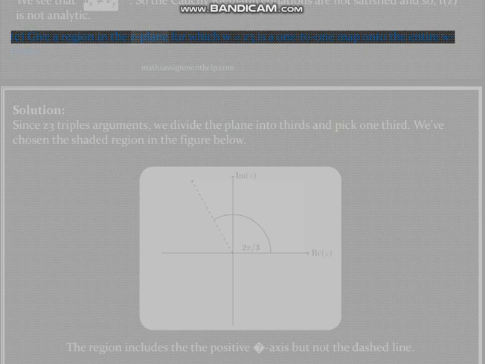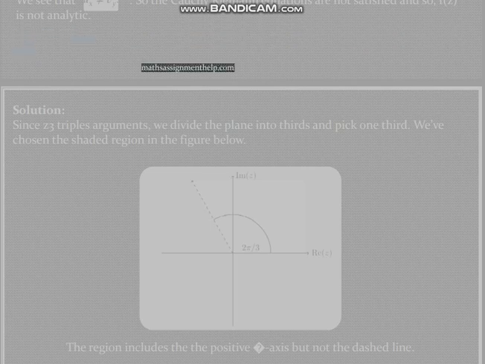C. Give a region in the z-plane for which w equals z^3 is a 1-to-1 map onto the entire w-plane.